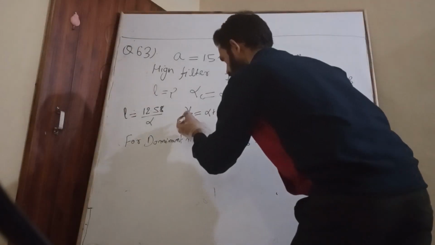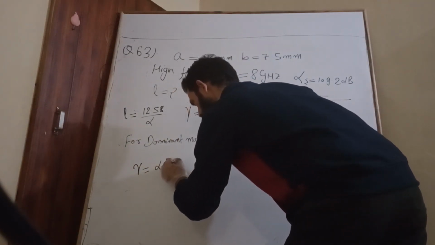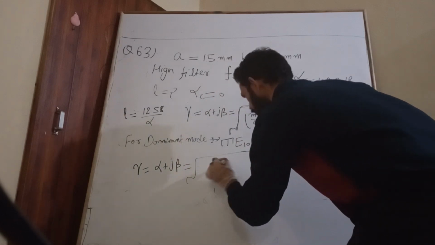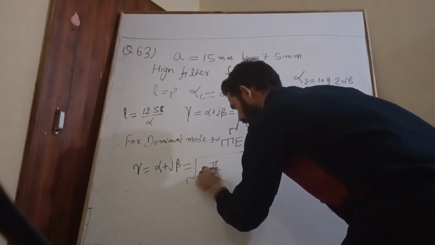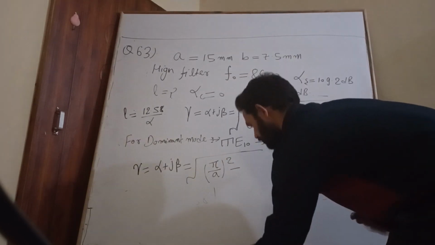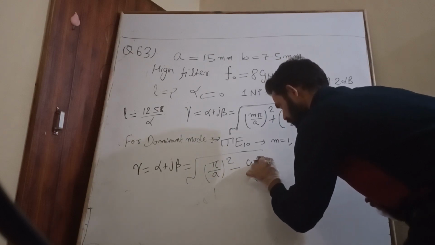So now gamma is equal to alpha plus j beta. J beta is equal to the square root of (n pi by a) whole square minus, as n is equal to 0, we are left with omega square mu epsilon.